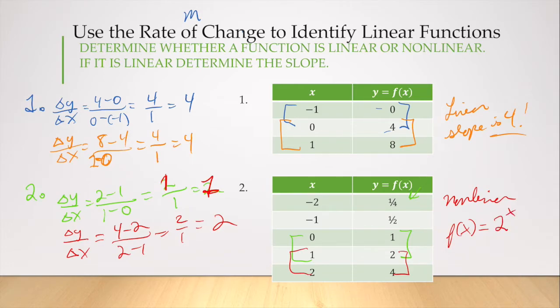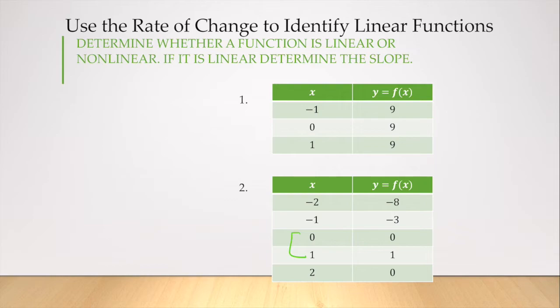Let's do a couple more examples. So I have x is negative 1 when y is 9, x is 0 when y is 9, and x is 1 when y is 9. I'm sure you can already tell me what type of function this is because my y value is unchanging. It's a constant linear function.